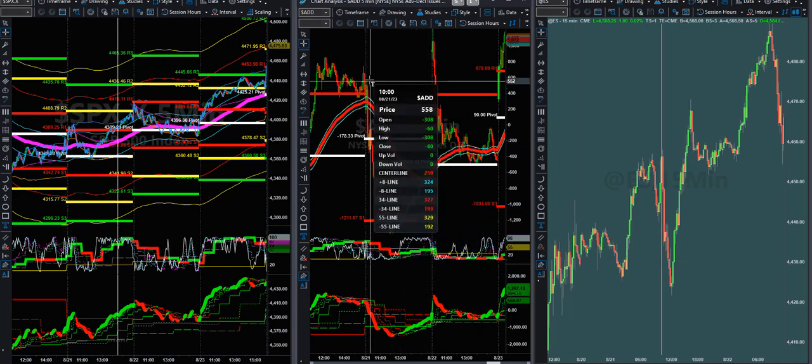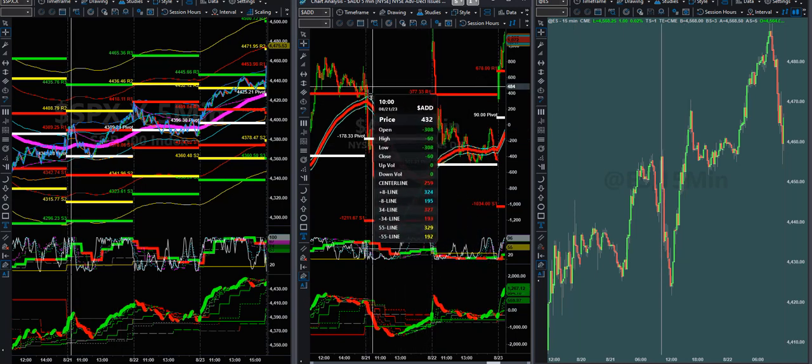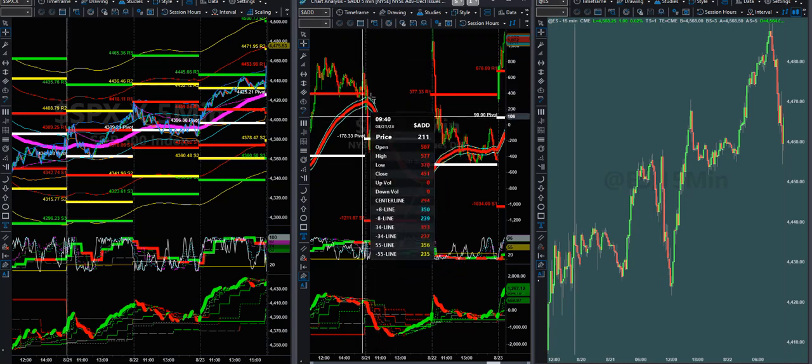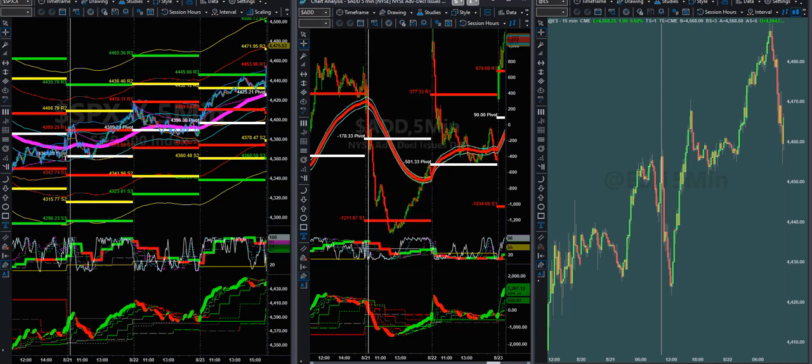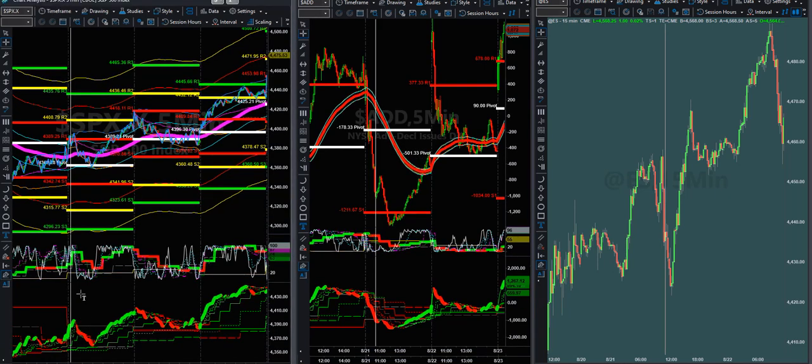Where are we? We opened here. Normal range. Nothing extreme. So 70% of the time, the market is going to rotate. Here it went to resistance 1. Cycles.